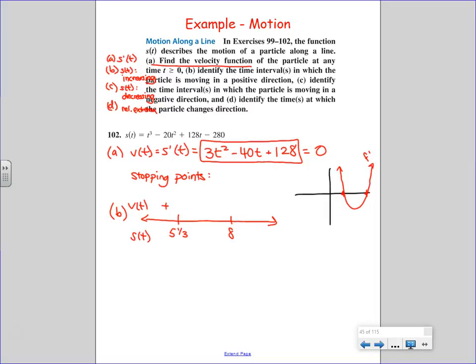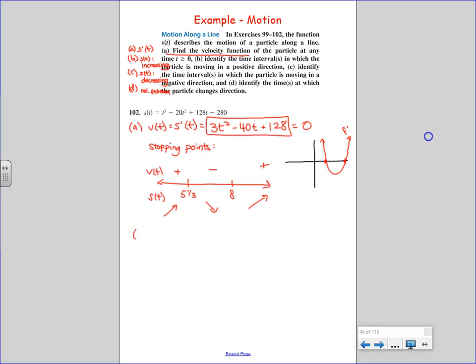Now, here, where is he? Below. And then where is he? I didn't have to test anything. So therefore, I have my increasing, I have my decreasing, I have my increasing. Kiddos, I have the answers for B and C.